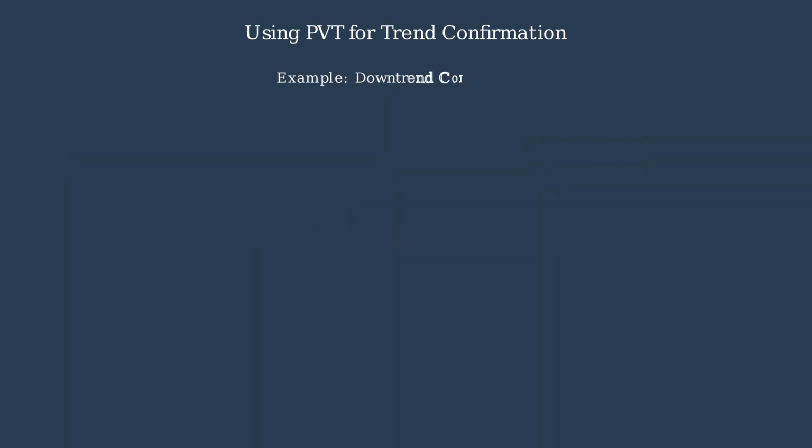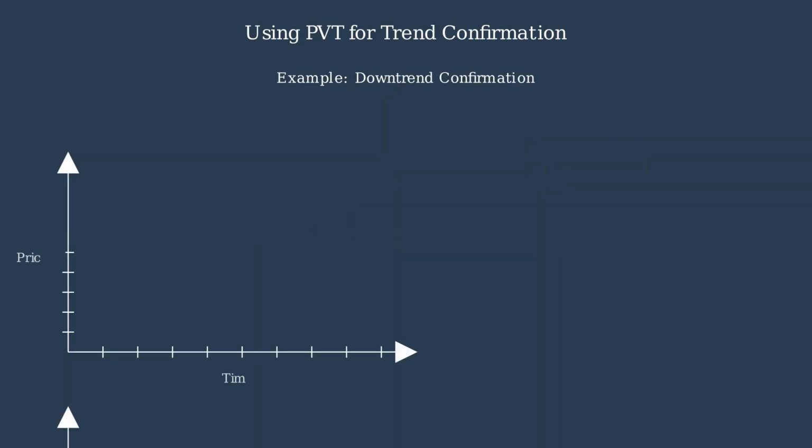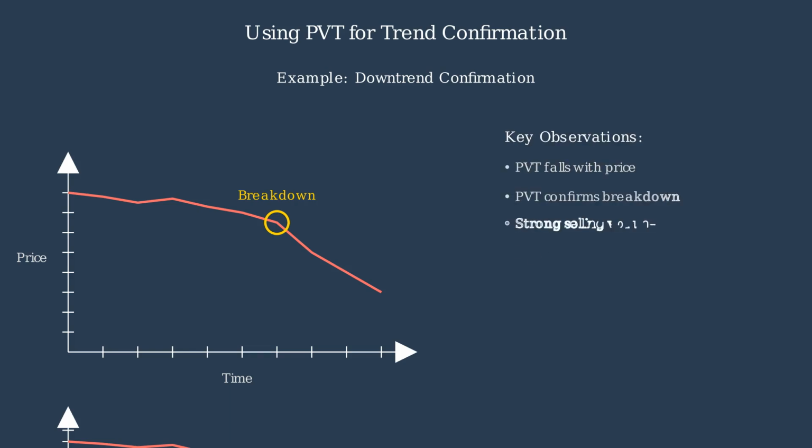Now let's look at how PVT confirms a downtrend. In this case, as the price declines, the PVT also shows a consistent downward trend. Notice the breakdown point where both price and PVT accelerate downward. This confirms strong selling pressure with volume. The aligned movement of price and PVT in a downtrend indicates that selling is backed by volume, suggesting further price weakness ahead.